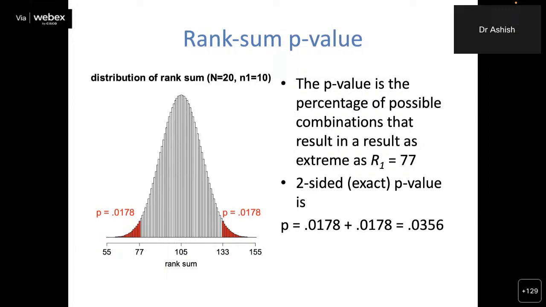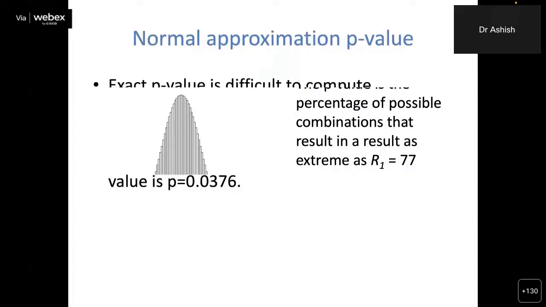The normal approximation to the exact p-value is difficult to compute manually. So generally we rely on software to calculate the exact p-value based on the normal approximation of the data set.